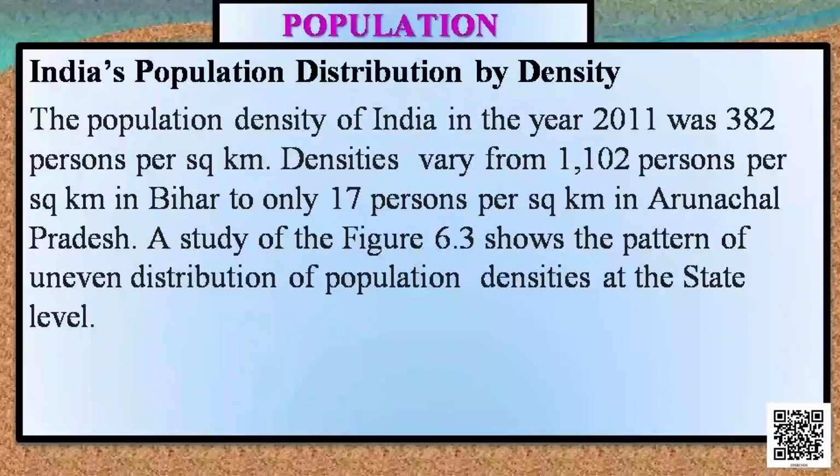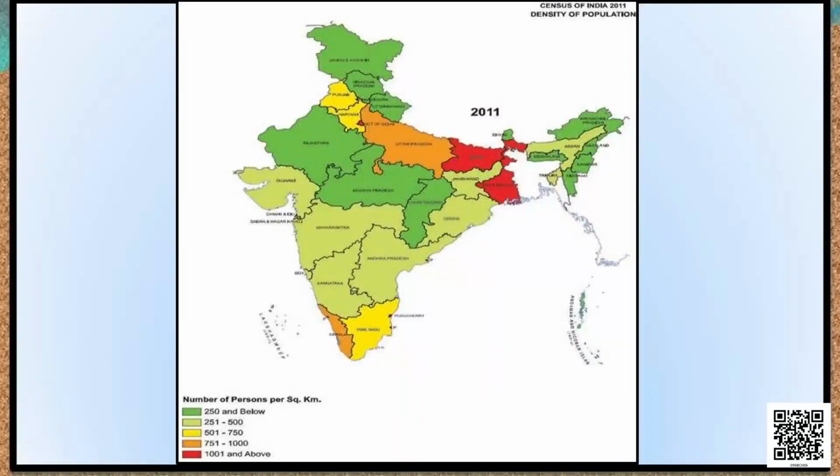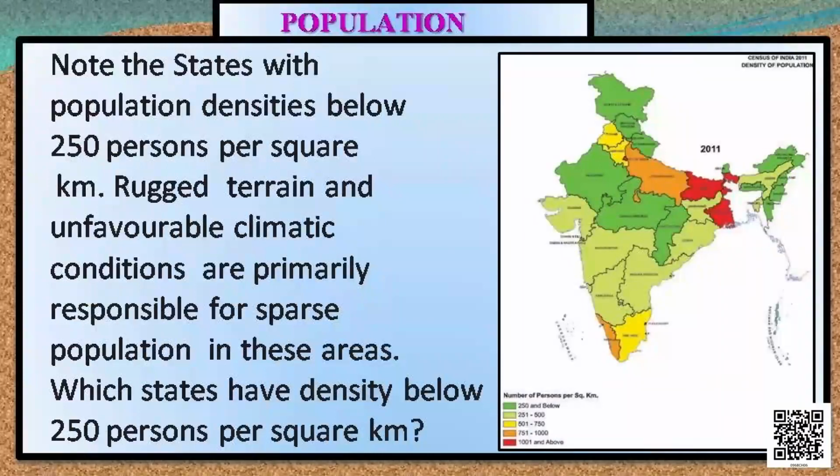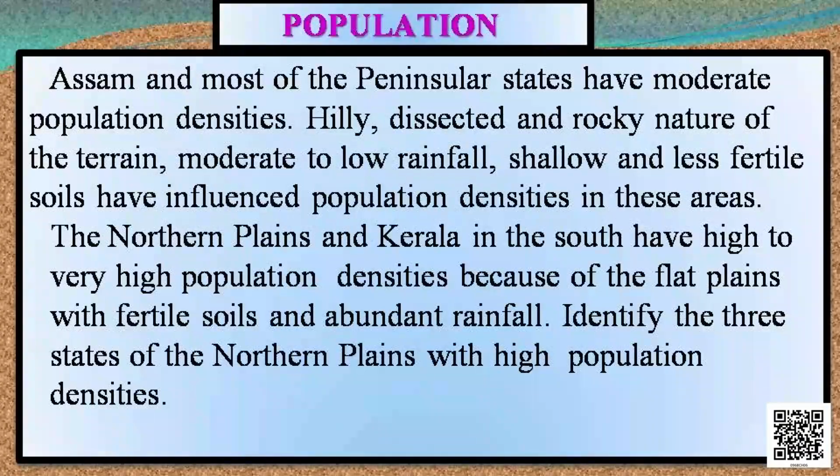If you study figure 6.3, it shows the pattern of uneven distribution of population densities at the state level. You will find the states with population density below 250 persons per square kilometer. Rugged terrain and unfavorable climatic conditions are responsible for the sparse population in these areas. Which states have high population density? Well, it is the northern plain and Kerala in the south that have high to very high population density. What is the reason behind this? It is all because of the flat plain land with fertile soil and abundant rainfall. Those factors are responsible for densely populated regions.